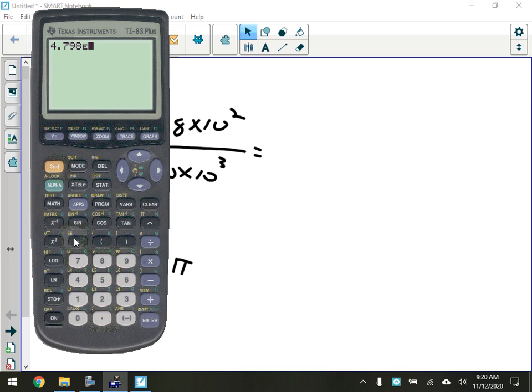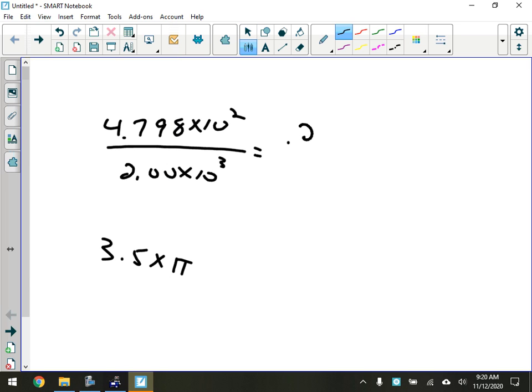4.798. Like I said, maybe it's better if you use the E to the 2, divided by 2E3. It doesn't really matter about the decimals there. Okay, we should get about 0.2399. And again, significant digits, and I don't think there's any units with that one.